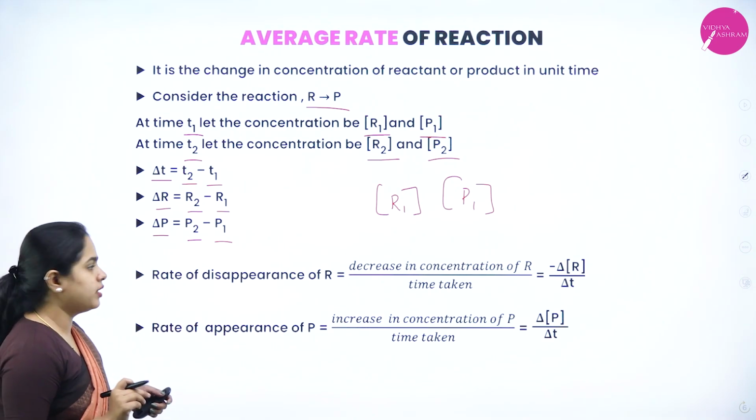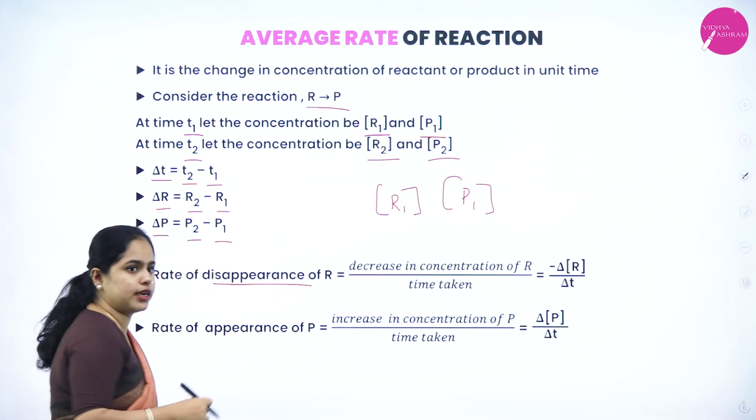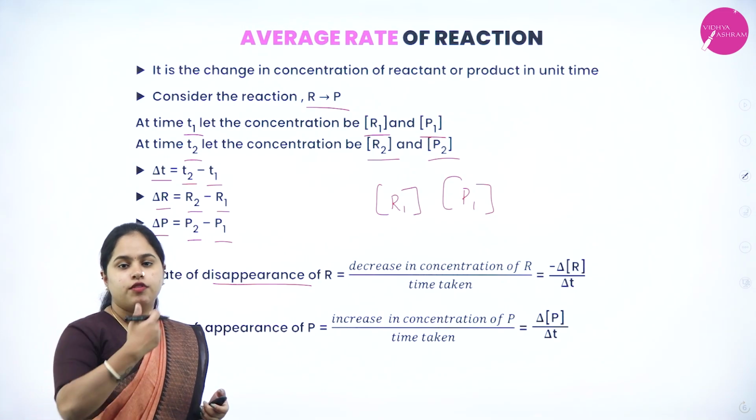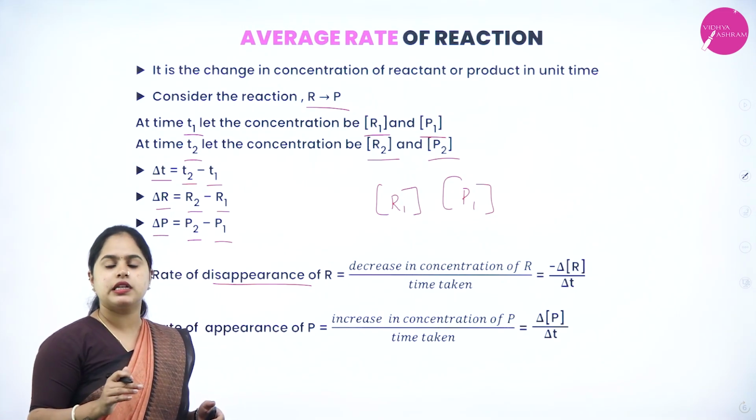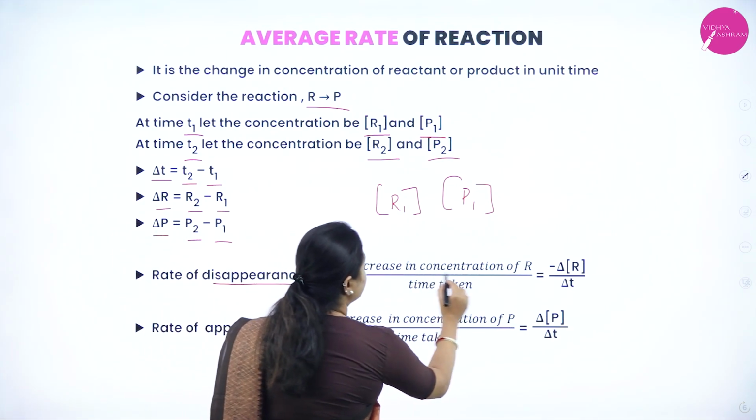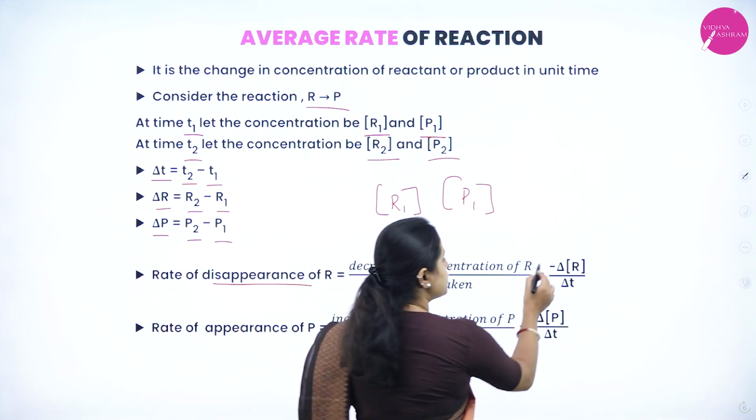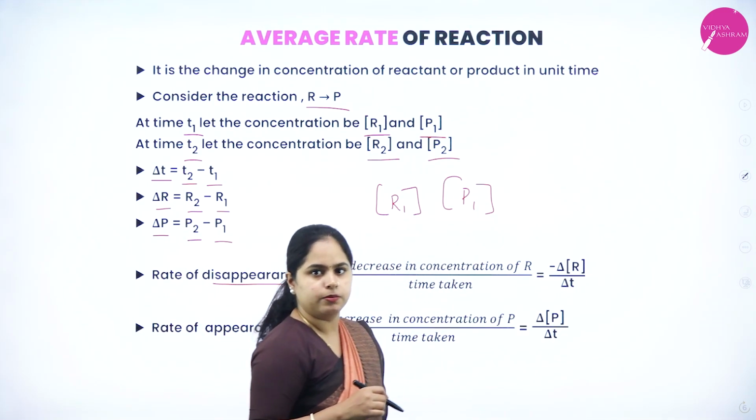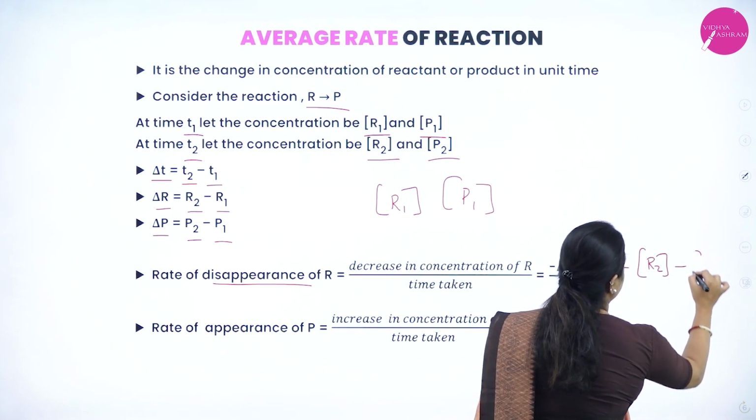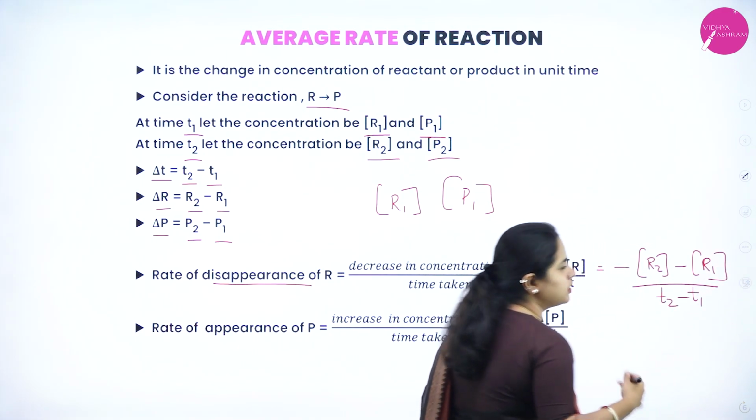Okay, so how can you write the equation? Rate of disappearance of R, rate of disappearance of reactants. Why is disappearance written? Because there is a decrease in concentration, right? Finally, the reactants will be completely consumed and product will be completely formed. So it is equal to the decrease in concentration of R, that is reactants, divided by time. You can write it as minus delta [R] by delta T, that means minus ([R2] minus [R1]) divided by (T2 minus T1). You can write it in this form as well.